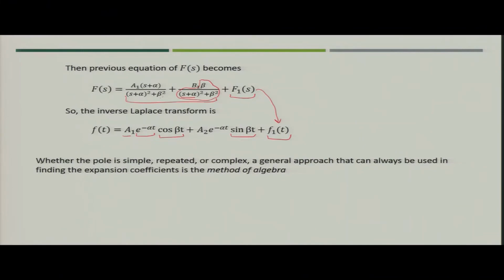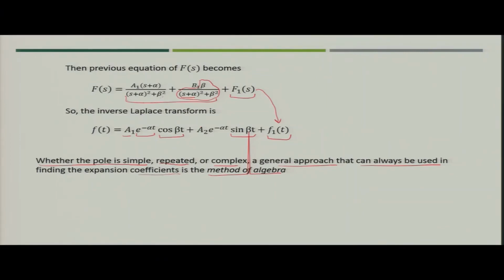So, whether the pole is simple, repeated or complex, the general approach that can always be used in finding the expression is the method of algebra. That means that whatever we did in algebra, the same can be applied here also, if you want to find the constant components in any case of the Laplace transform which we discussed till now.